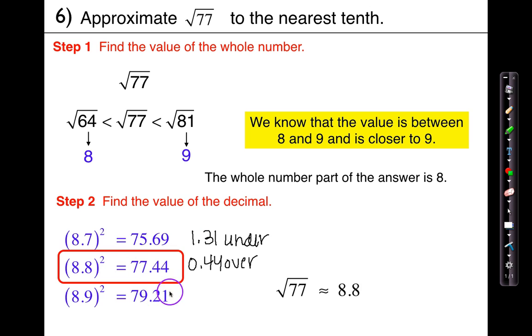Now right here, you shouldn't have tried 8.9 because here it already went over. So guaranteed if you went the next tenth, it's going to be even more over. So please keep in mind you don't always have to do 3.